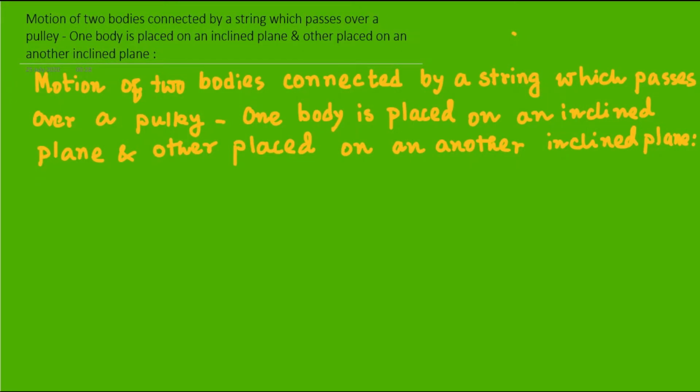Two bodies are connected by a string which passes over a pulley. One body is placed on an inclined plane and the other body is placed on another inclined plane. So we can draw the diagram.